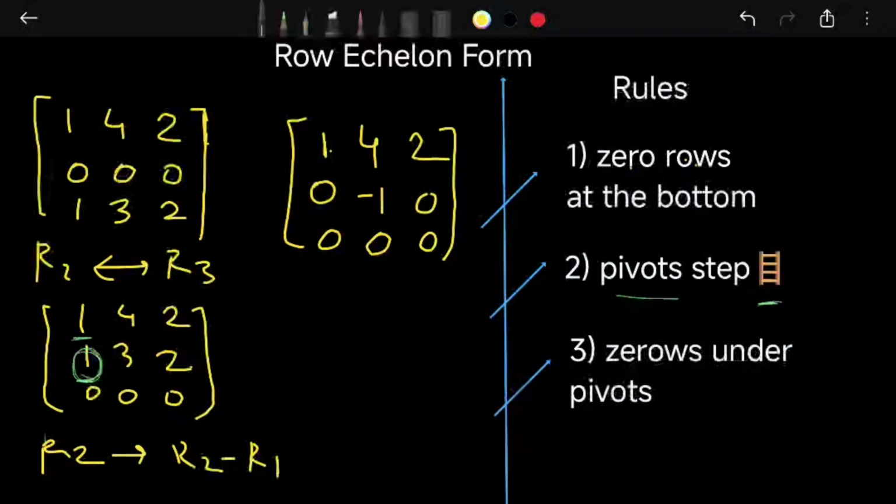We are done with the 3 rules. First is zero rows at the bottom. Yes, the zero row is at the bottom. Then the pivot step. What is the pivot step exactly? We look at the first non-zero number in every row, and we call it a pivot. So these are the pivots: 1 and minus 1. And zeros under pivots: yes, every pivot has a 0 under it. So it is known as a row echelon form. So we are done with the row echelon form.